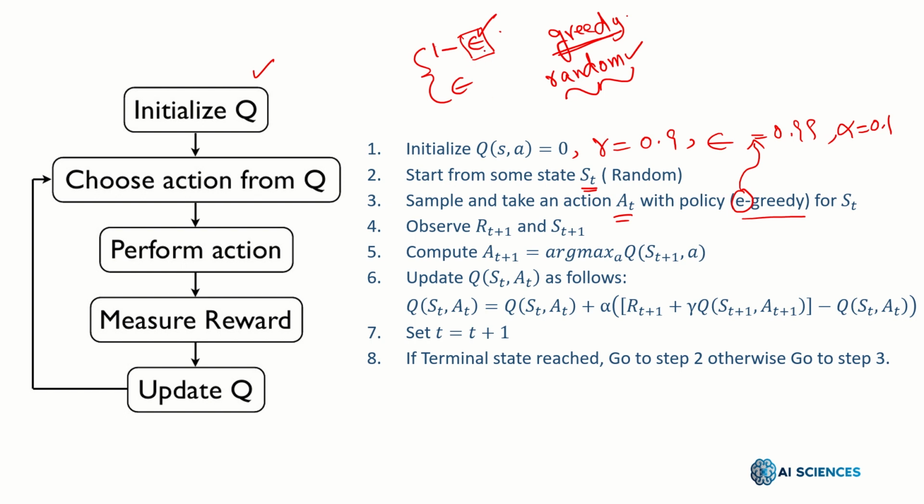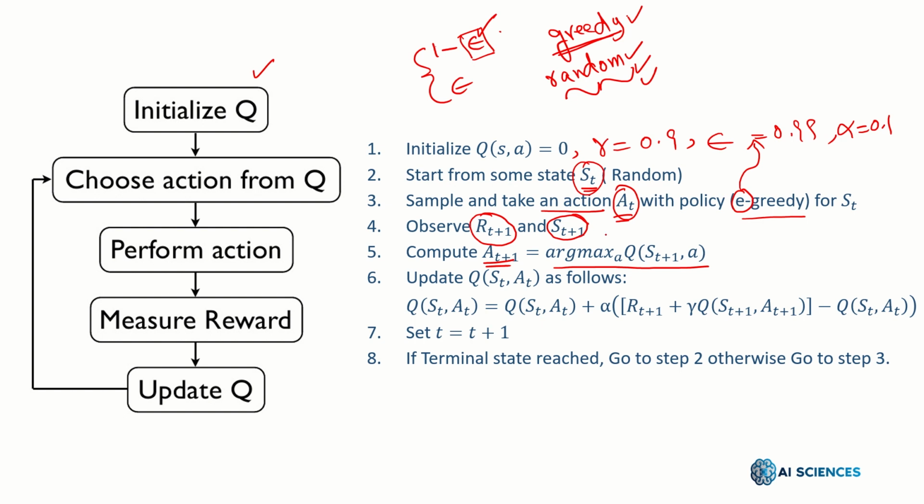A general rule of thumb is one should start with a larger value of epsilon, thereby exploring more and more in the initial stages. And as it is building its experience, the epsilon should go smaller and smaller, and eventually it should go greedy, or exploit its experience. Now, once the agent has sampled an action AT at state ST, it will observe a reward RT plus 1, and by taking that action in ST, it will then go to a next state ST plus 1. Now the Q table will be updated with respect to the greedy policy.